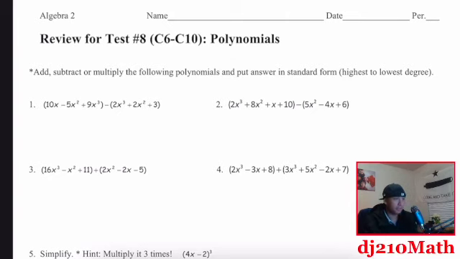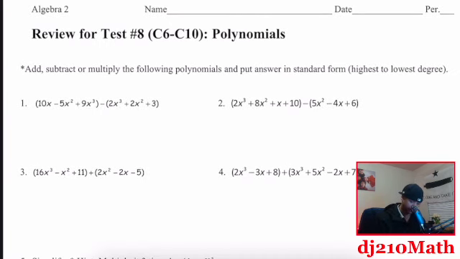All right, test review number 8. So number 1, we're going to subtract the two polynomials, right? This is a minus sign in the middle, so it's subtraction. We're going to distribute the negative, and then combine like terms, the things that have the same variable.